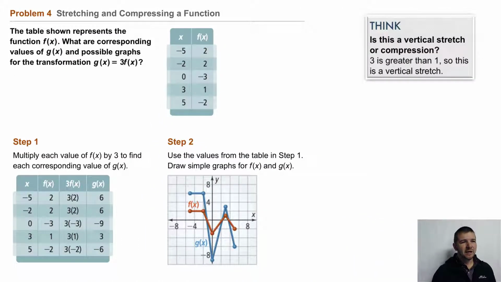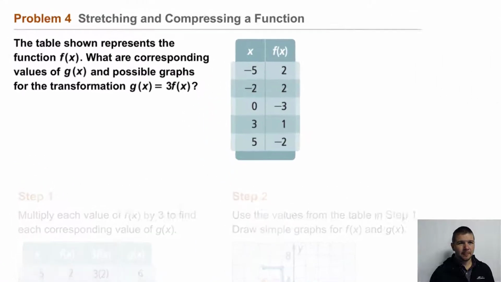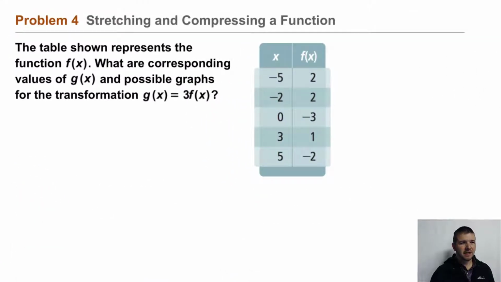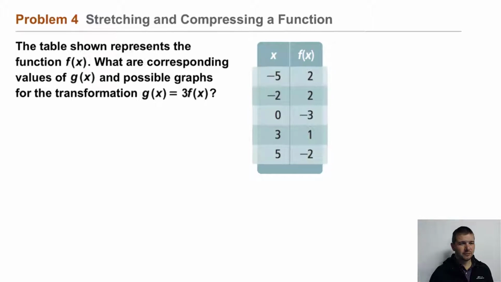Problem 4. Stretching and compressing a function. The table shown represents the function f of x. What are corresponding values of g of x and possible graphs for the transformation g of x equals 3 times f of x? Well, first let's consider our table. X values on the left as inputs, f of x values are outputs on the right-hand side. -5 corresponds to 2, -2, 2, 0, -3, 3, 1, and 5, -2.